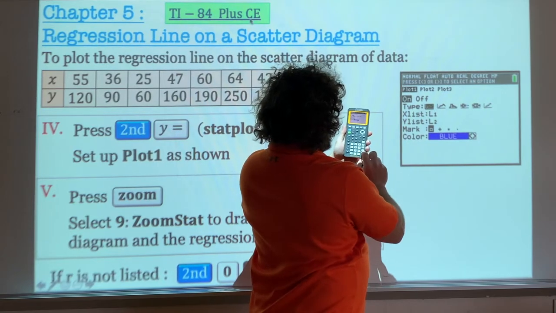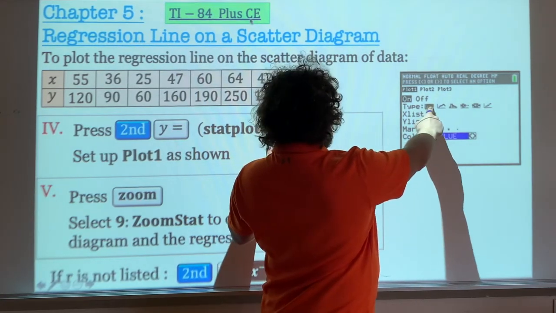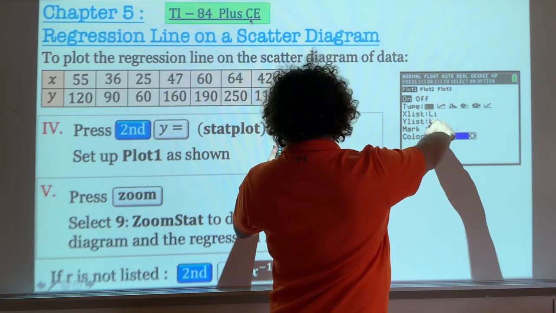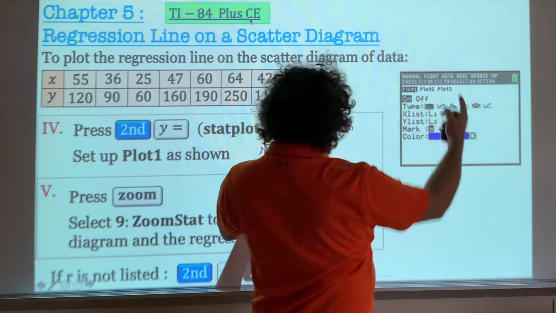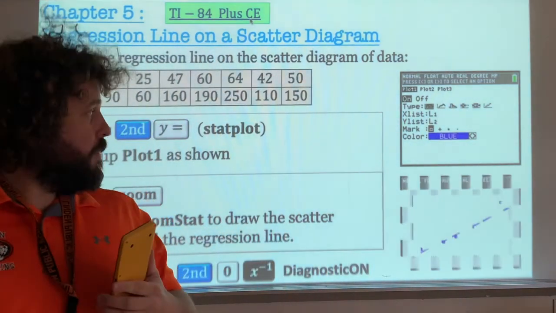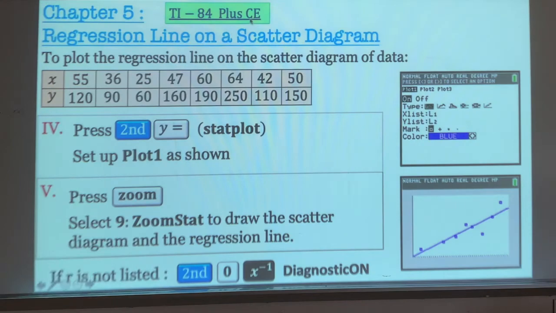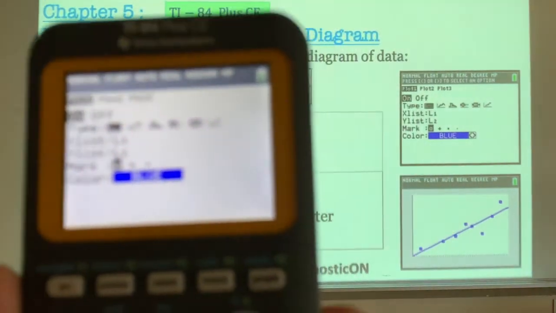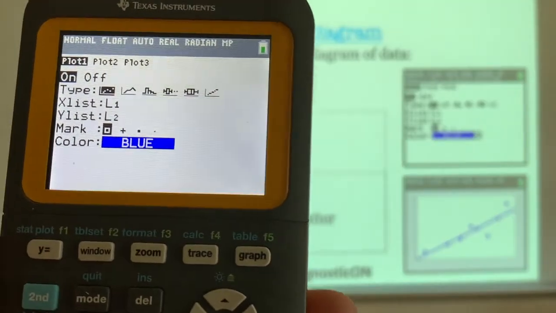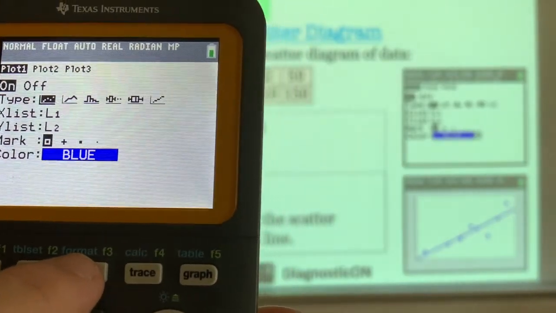So I enter next to plot, turn it on. I want to keep the dots, L1, L2, good. Mark in blue. You can make it whatever color you want. All right, now in order to graph that, you would just press the zoom button. The zoom button is right here. And this is how to graph this with the calculator.